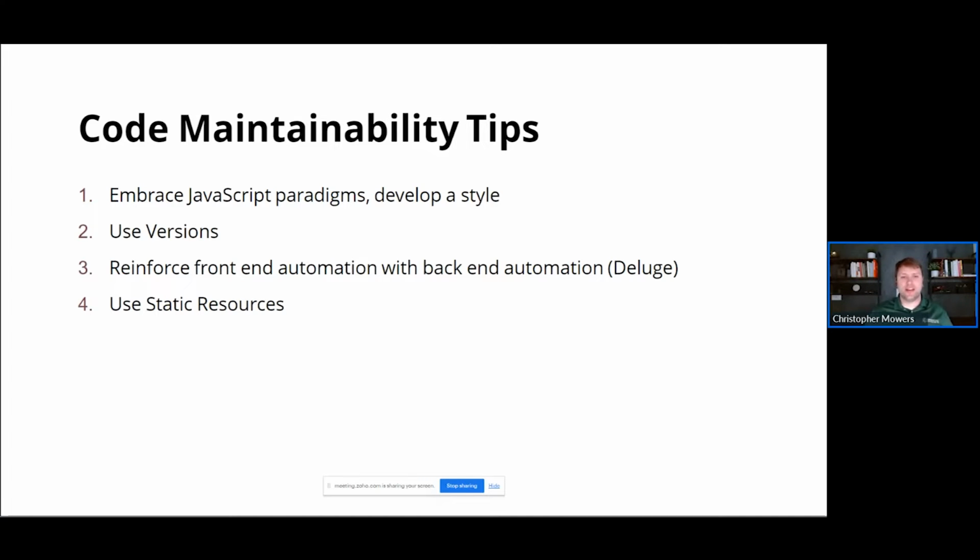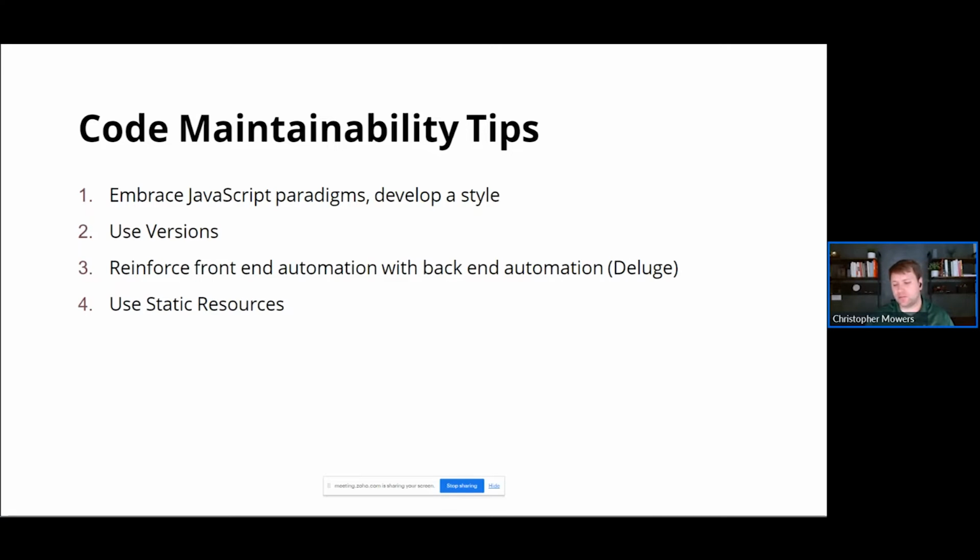All right, tips for code maintainability. First of all, embrace the JavaScript paradigms and develop your own style. JavaScript things to consider are use of objects, understanding global and local scopes, using functions. Another really key one that I'll show you is how JavaScript deals with equivalence if you're not familiar. It's a little different than something like Deluge, and it's just good to be up on that. I'll show you all this in a moment here. Also, the use of versions. You can see versions of your code in the editor in client script. Really powerful, great to use. I'll show you that.